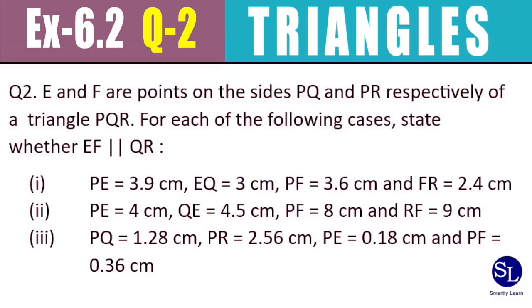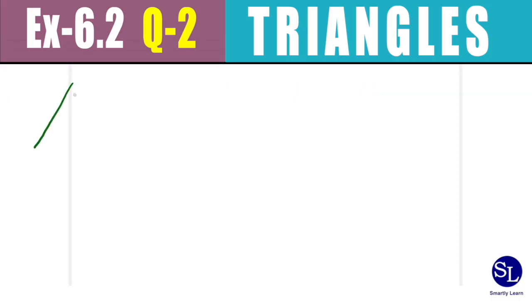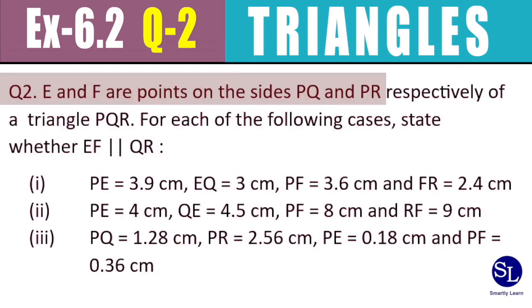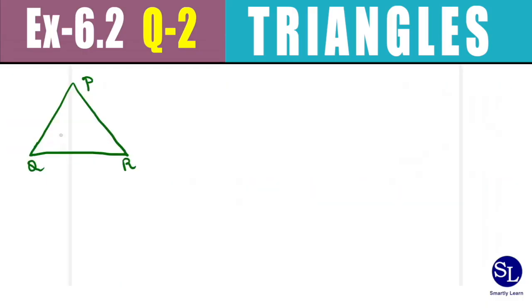So first let's draw the diagram, set the points E and F, and then we'll take up each of these cases. So first let's draw a triangle. I'm marking the triangle as PQR. Now what was given? E and F are points on the sides PQ and PR. So let's mark E and F. On PQ, I have the point E. On PR, I have the point F. So the points are now marked.